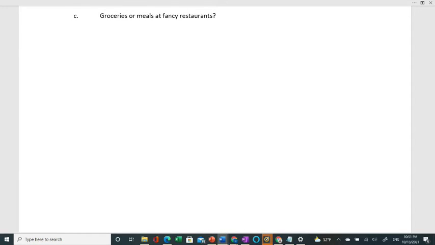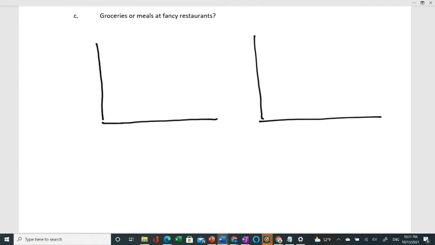Now we have groceries and meals at fancy restaurants. I'm going to draw the two markets again. The first one is groceries. We have price and quantity on each side, and the other market is fancy restaurants. We have price and quantity.